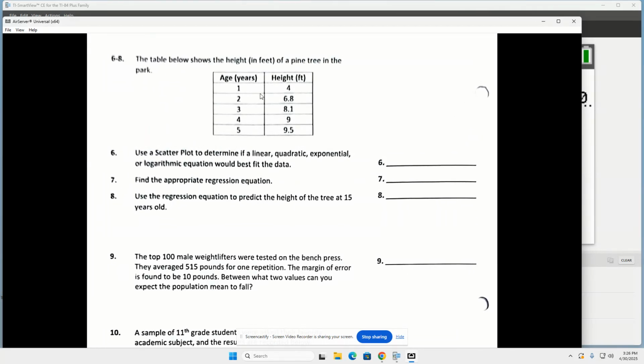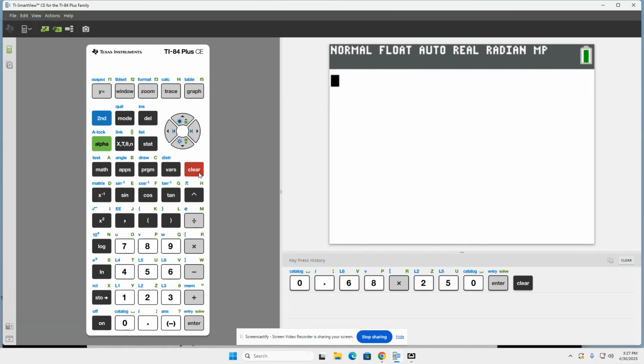Here we have a table, 1, 2, 3, 4, 5. We have 4, 6.8, 8.1, 9, and 9.5, and they want me to use a scatter plot to determine if a linear, quadratic, exponential, or logarithmic equation would fit best. Then find the equation that goes with it, and then use that to predict the height of a tree at 15 years old. All right, so let's go to our calculator.